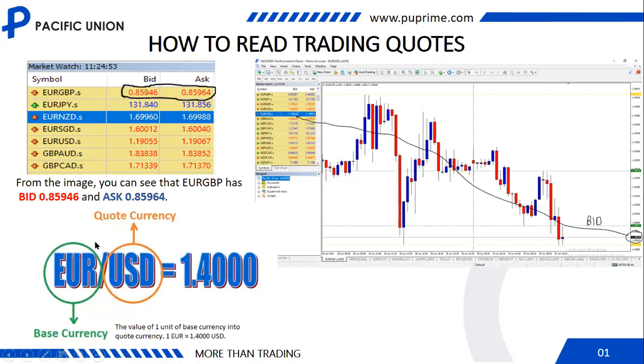So if it is GBP/CAD, this price is the price of 1 British pound in Canadian dollars. So we have 1 Canadian dollar and 71 cents. We are still going to talk about all these digits like 71339 in the next slide.